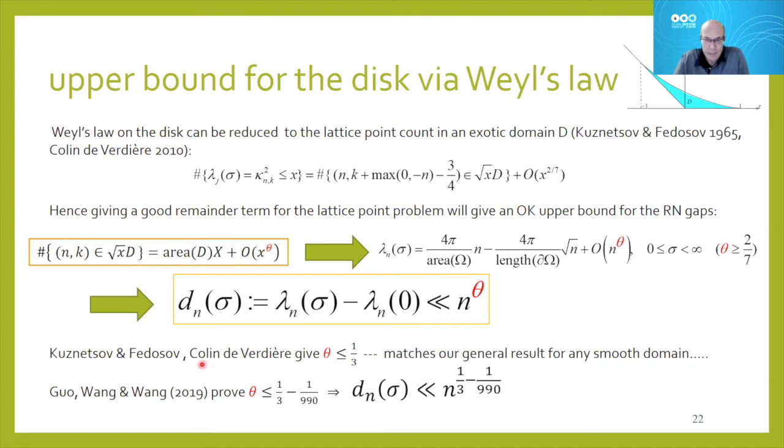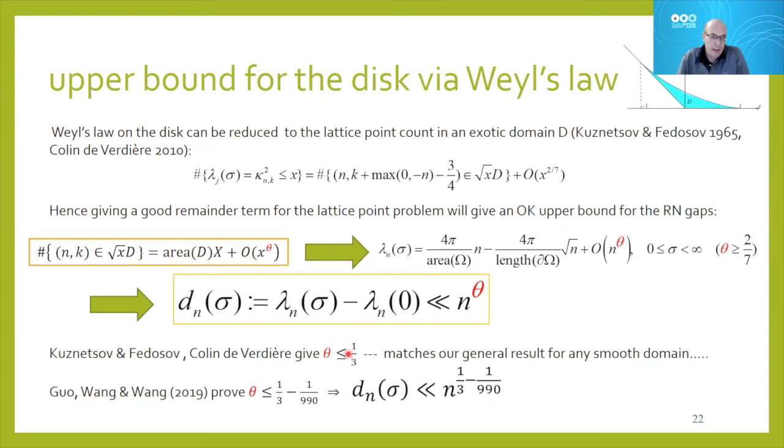Colin de Verdière gave an exponent of 1/3, which matches what we know for general-purpose results due to van der Corput 100 years ago for smooth domains. This domain is not smooth, so it's much more difficult, but you get 1/3. That will give you the same general-purpose upper bound that I had before. So this is not good enough.